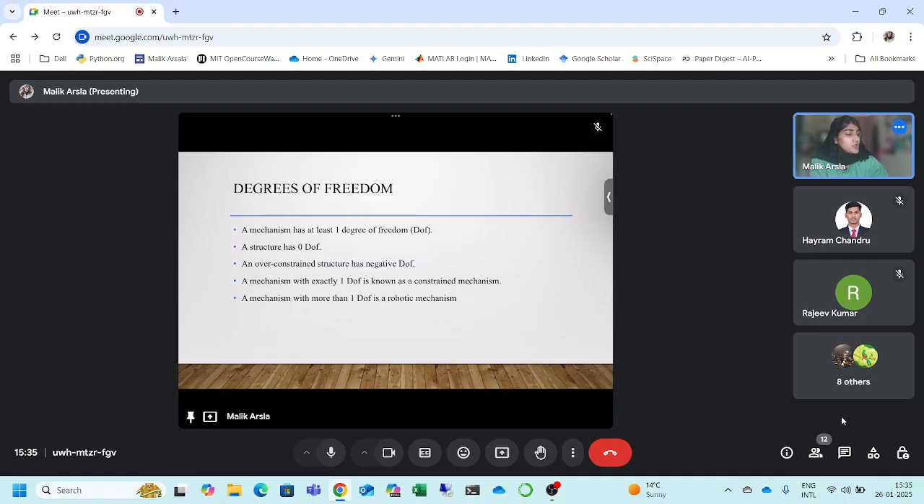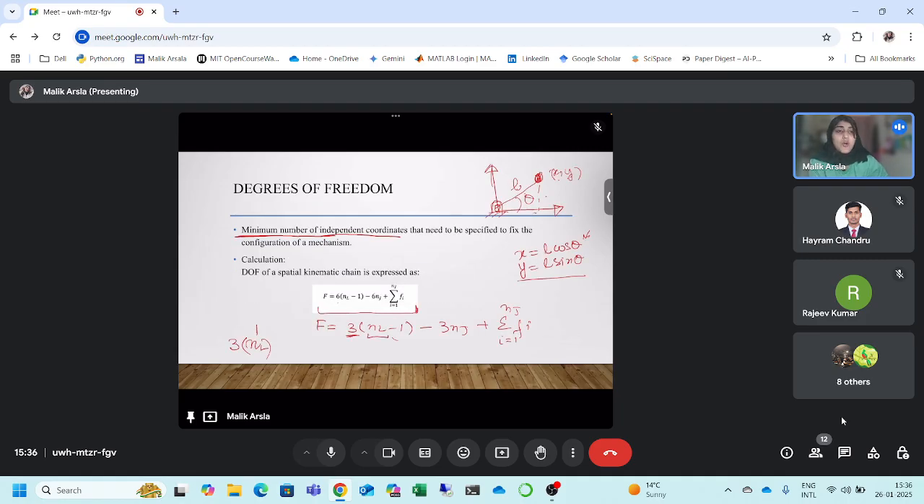Here nl represents the number of links in the mechanism. nj represents the number of joints or kinematic pairs, like there can be a revolute joint, a prismatic joint, or other sorts of joints like a cylindrical joint. For a cylindrical joint, you know the degree of freedom is 2. And fi is basically the degree of freedom of that joint. So that is how we calculate the degrees of freedom of any mechanism.